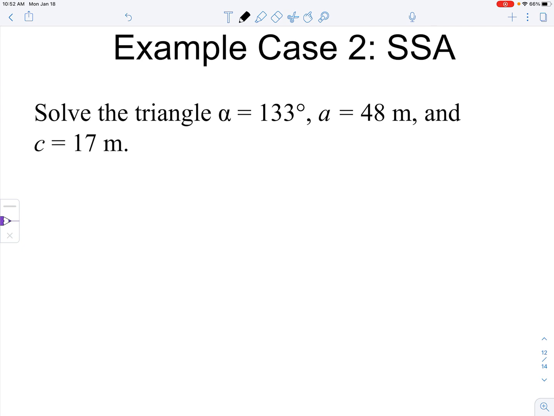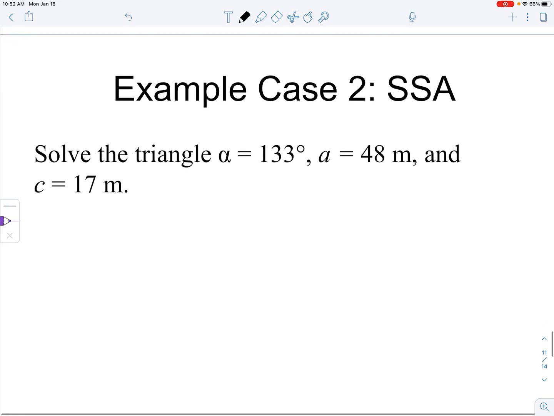Okay, so we're going to solve this triangle where we're given alpha is 133 degrees, A is equal to 48 meters, and C is equal to 17 meters. Now, we know from what I just said that there's only one triangle that's possible here because the given angle is obtuse. However, I'm going to show you what happens if we try and solve for a second triangle.